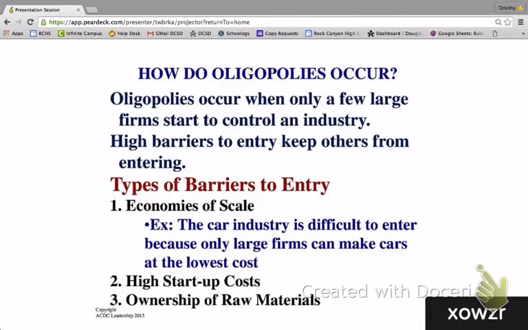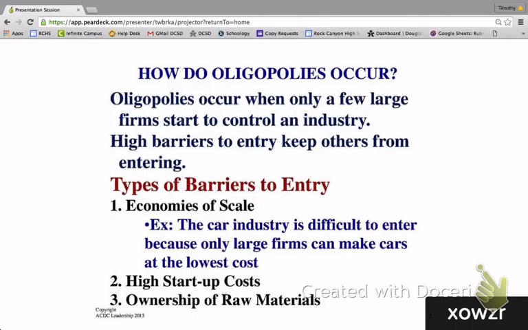Well, one would be that economies of scale may exist in the industry. Now, we know that economies of scale exist when increasing output leads to lower average total cost. And so one firm or fewer firms can produce at a lower average total cost than having many firms together, which would produce at a higher average total cost. And so if a new firm gets into the market, it will end up producing at a higher average total cost than the firms that are already there, and they won't be able to afford to compete. So, for example, the car industry is difficult to enter because only large firms can make cars at the lowest cost.